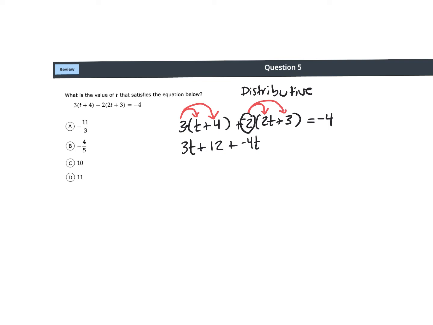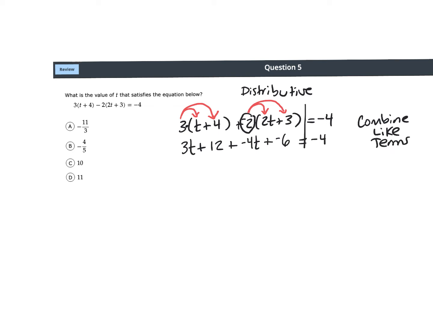So if you're farther along with your understanding of signs, you could just write -6. If you prefer to be very clear about it, you could say plus -6. They are the same thing. That all equals -4. So you dealt with your distributive property, and now you're going to combine like terms.